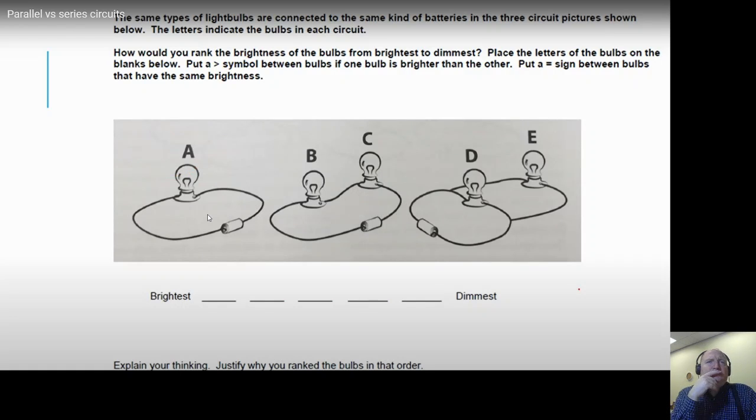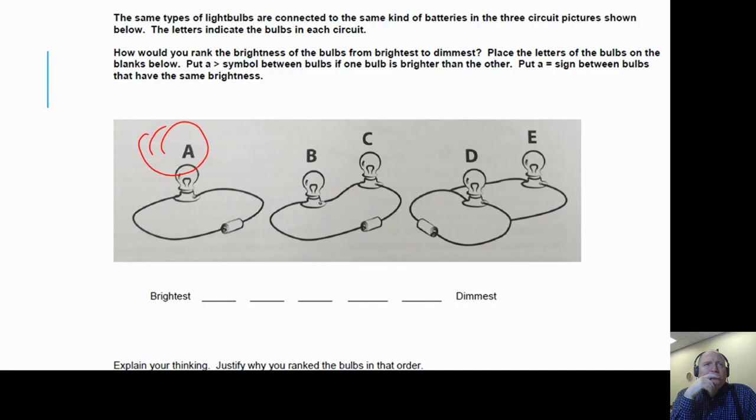So what kind of circuits do I have? This circuit right here, this one, A, is in light bulb A. This is a series circuit. It's just one. There's not really series parallel. It's just one bulb. The second one is a series circuit. There's only one path for the electricity to go. And then in this one, it is going to be a parallel circuit.